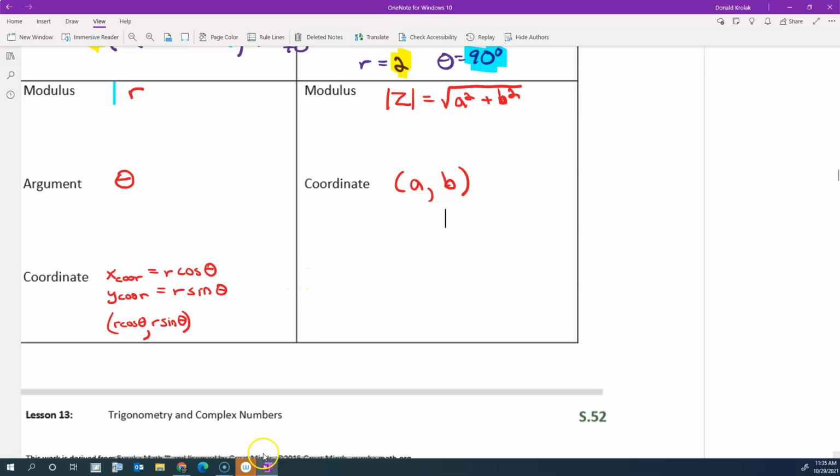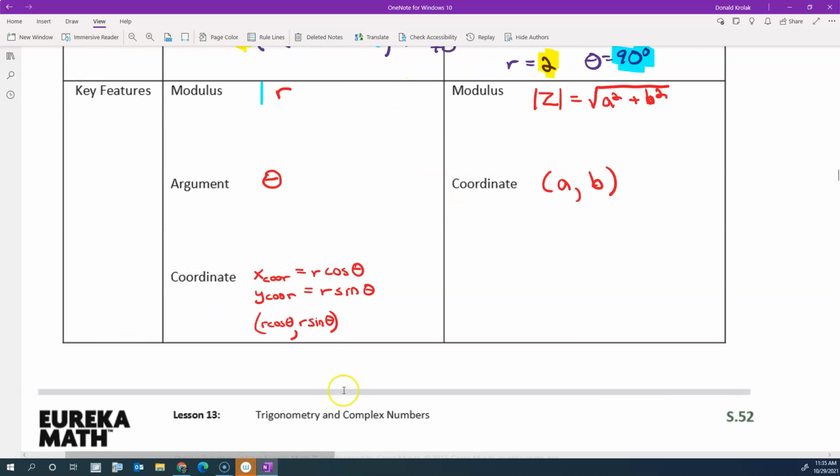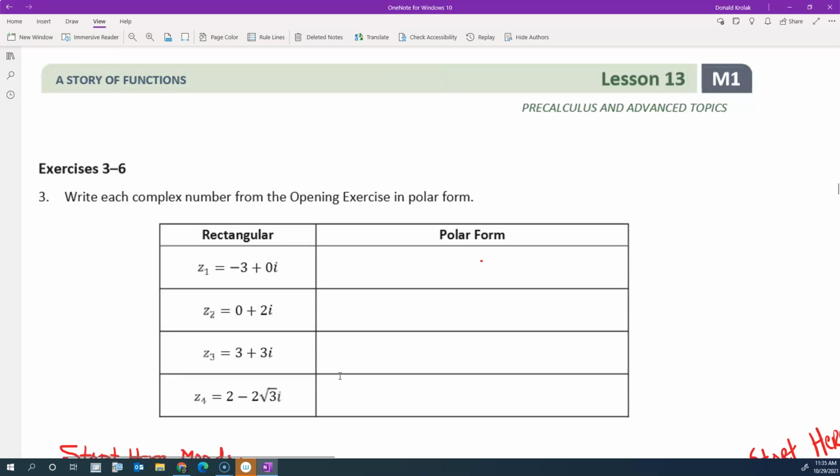Right. Can you go back up for a second? Yep.